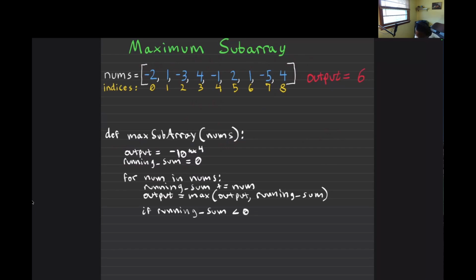Okay, great. Okay, so if the running sum is ever negative, so if the running sum is ever less than 0, we've lost our gain, okay? We can drop that subarray, okay? That subarray sum, we can drop it, okay? And we need to reset the running sum to be equal to 0, right? And then at the very end, all we do is we return the output.